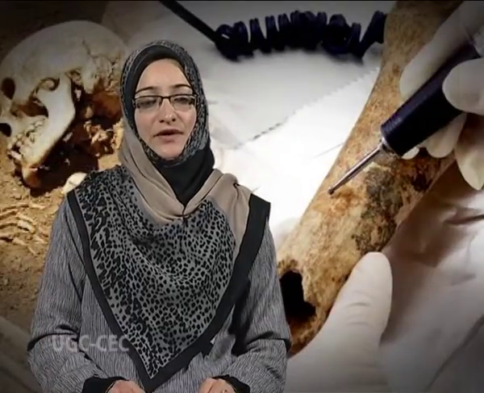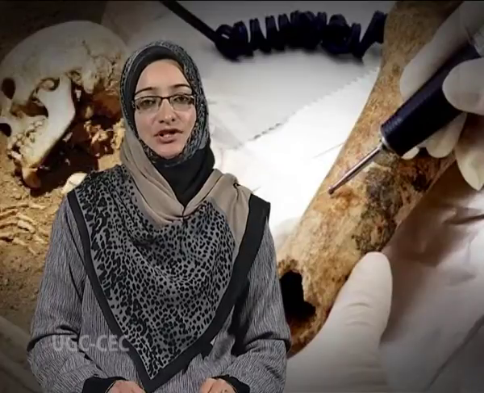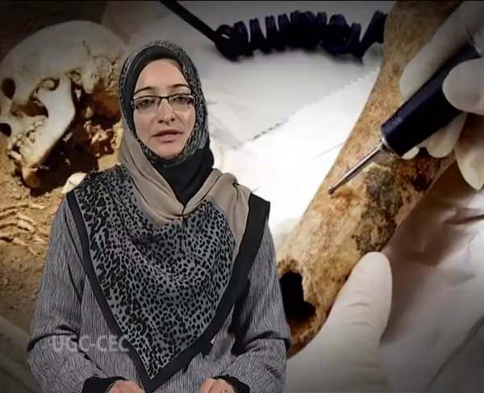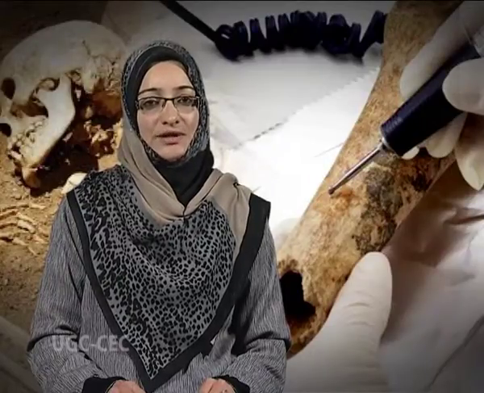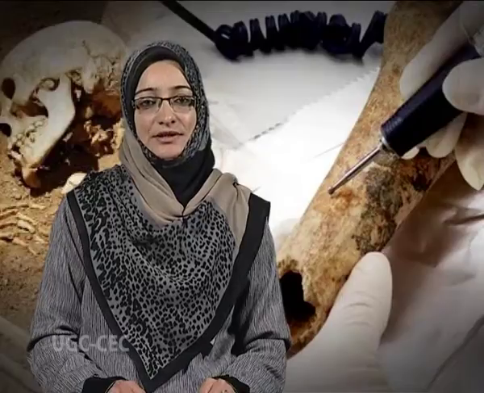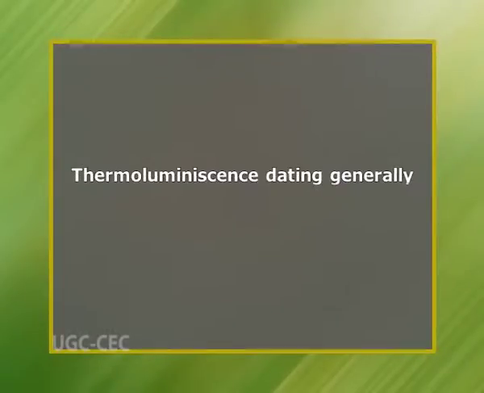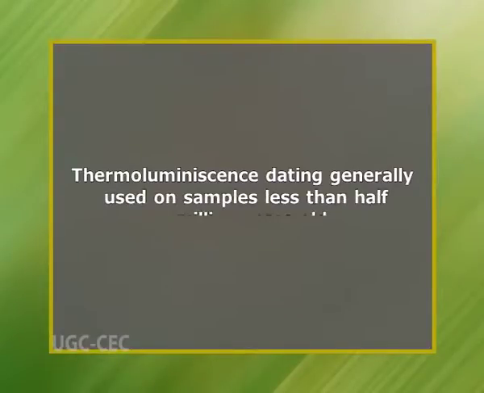light. If the heating occurs in a laboratory furnace equipped with a very sensitive light detector, this light can be recorded. By comparison of the amount of light emitted with the natural radioactivity rate the sample experienced, the age of the sample can be determined. Thermoluminescence dating can generally be used on samples less than 500,000 years old.